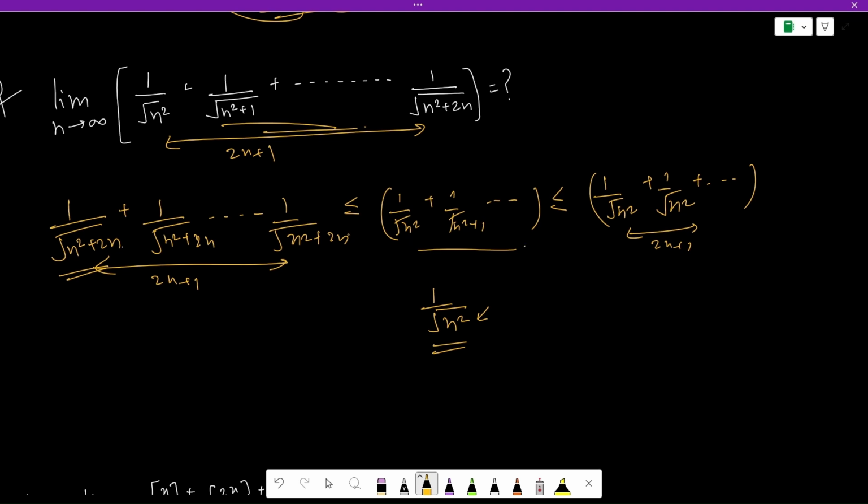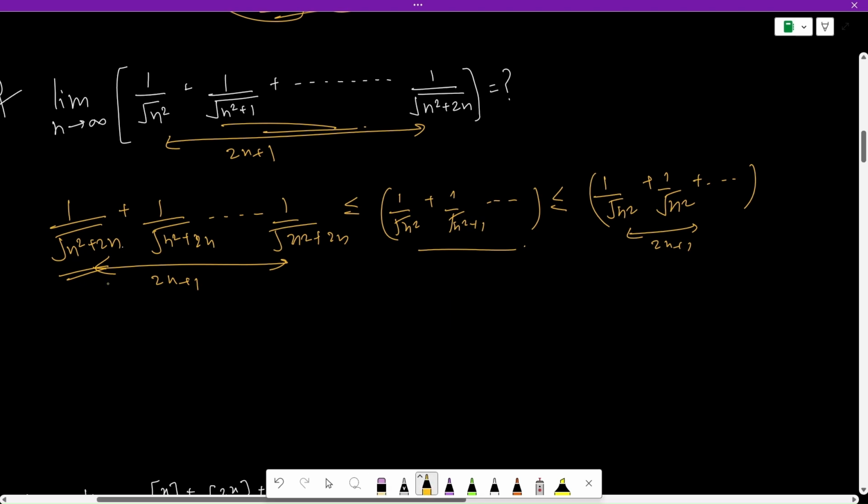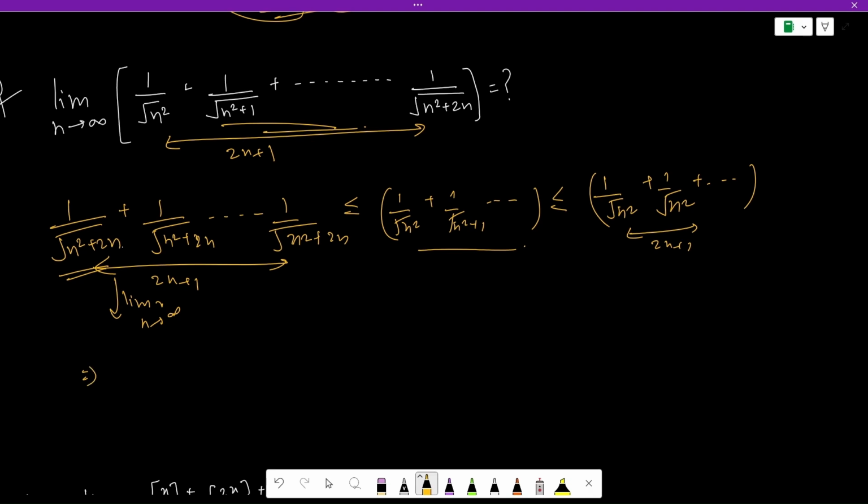So now we have created two functions. Now let's see if they have the same value of limit. If we take this limit as n tends to infinity, now we are adding it 2n times, so it is 2n plus 1 divided by under root n square plus 2n. Now as you can see, it is infinite by infinite form, and the degree of numerator and denominator is the same, right? So the answer is 2 here.